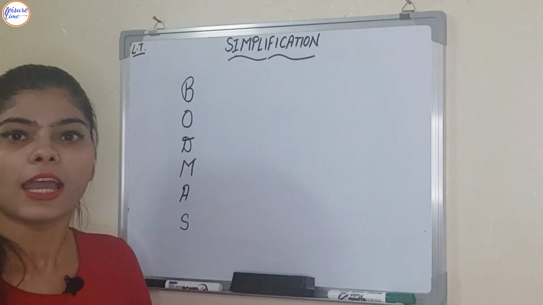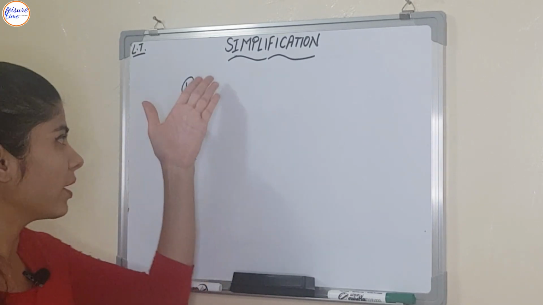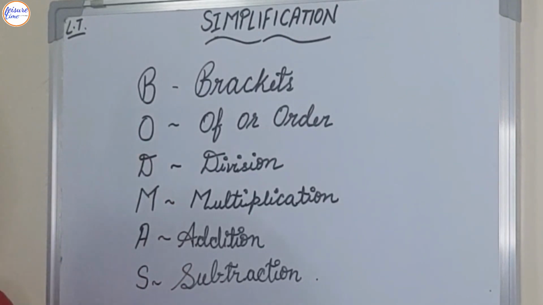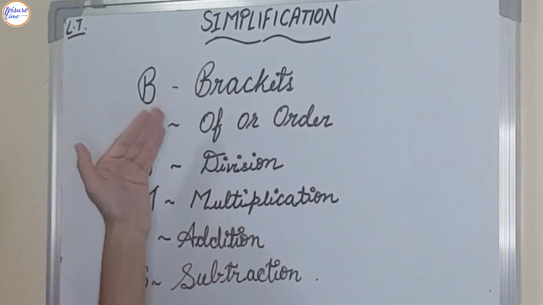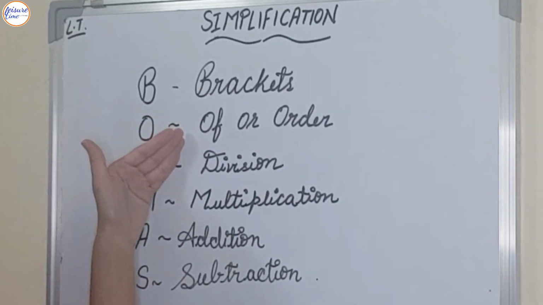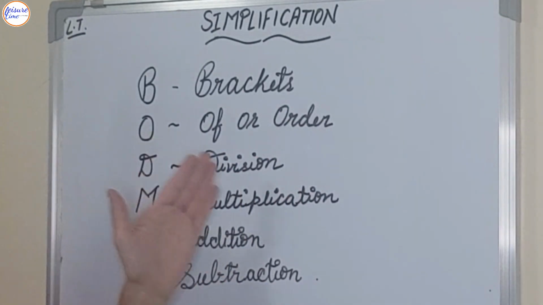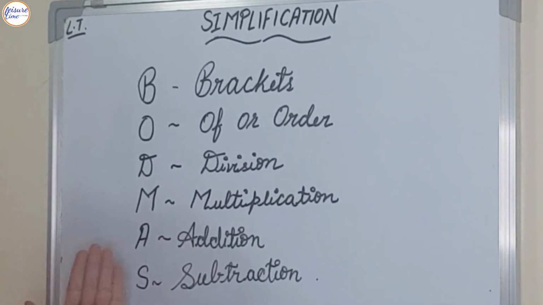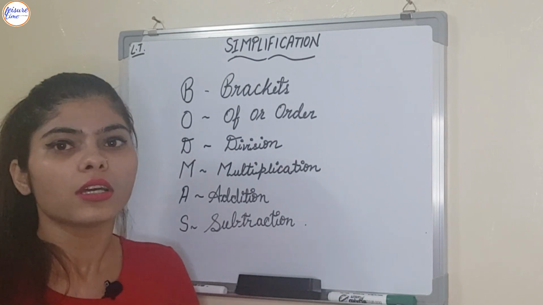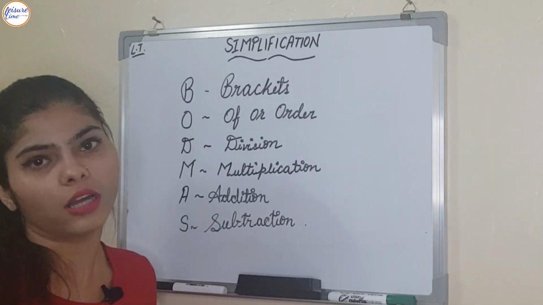To simplify any expression in mathematics, of course, we need some rules. So here it is. B stands for bracket, O stands for of or order. But we will discuss "of" here because order is for the higher classes. D stands for division, M stands for multiplication, A stands for addition and S stands for subtraction. Now how will we solve a mathematical expression using this rule?